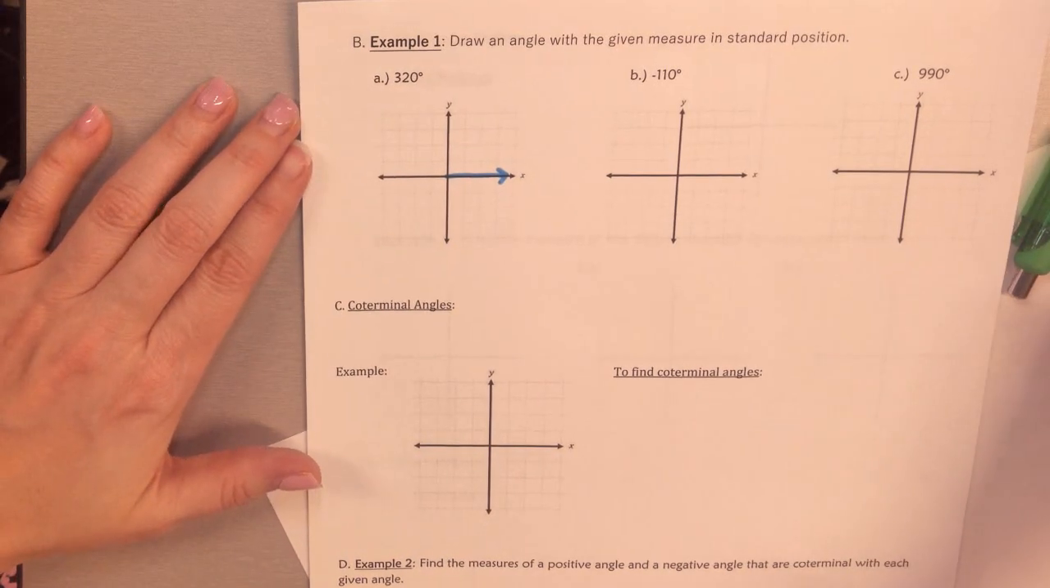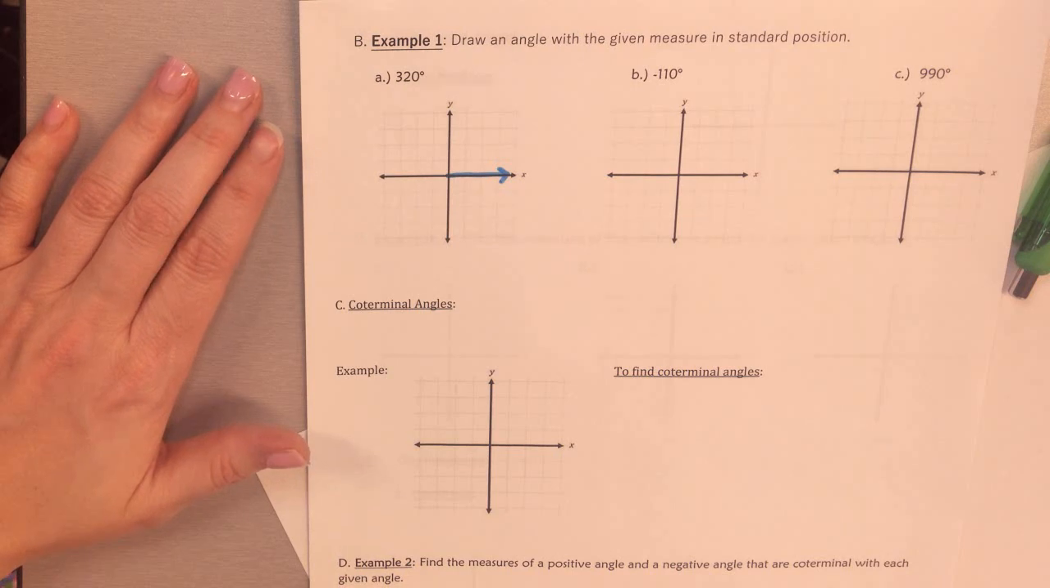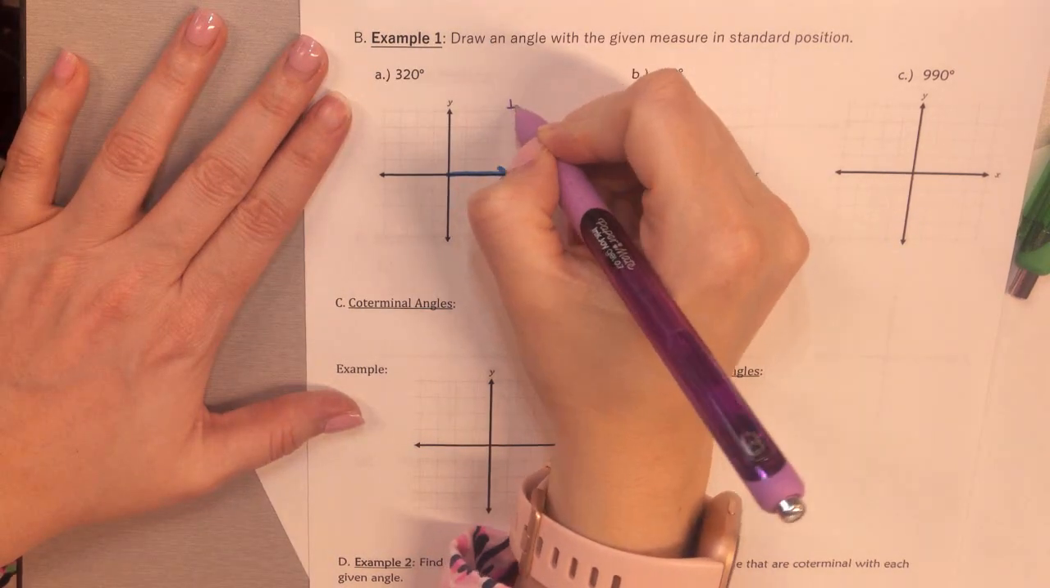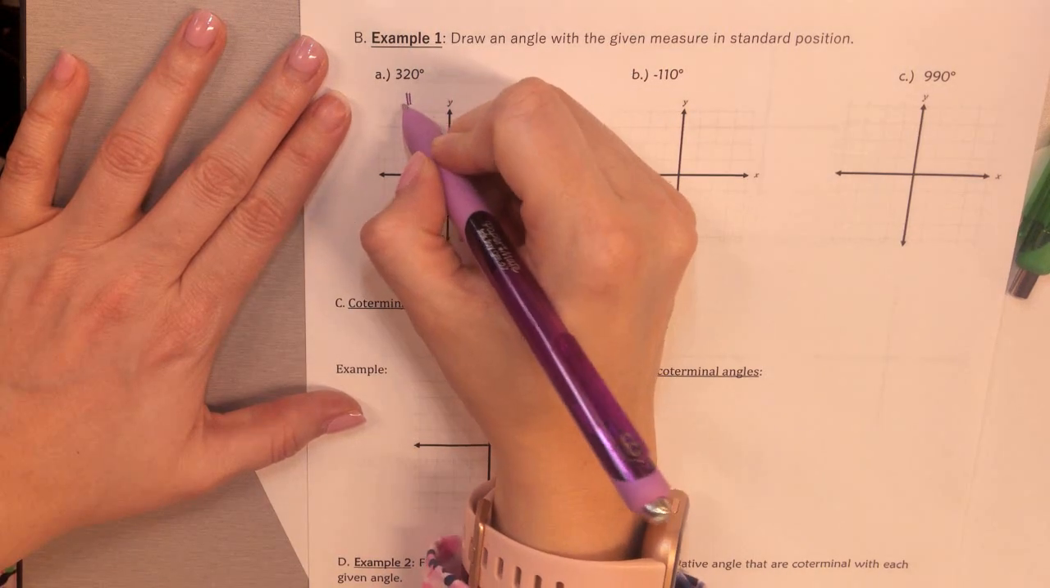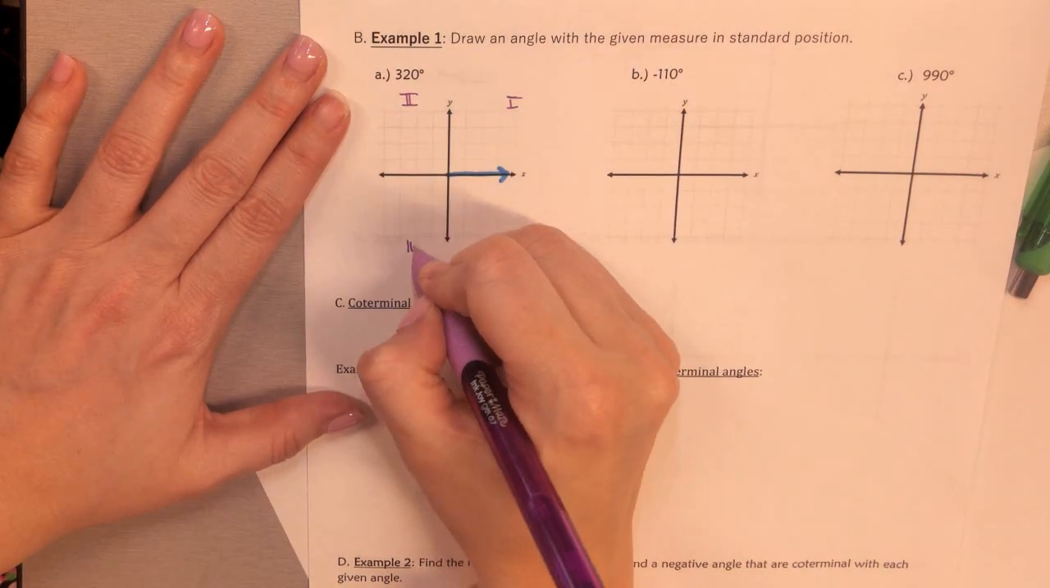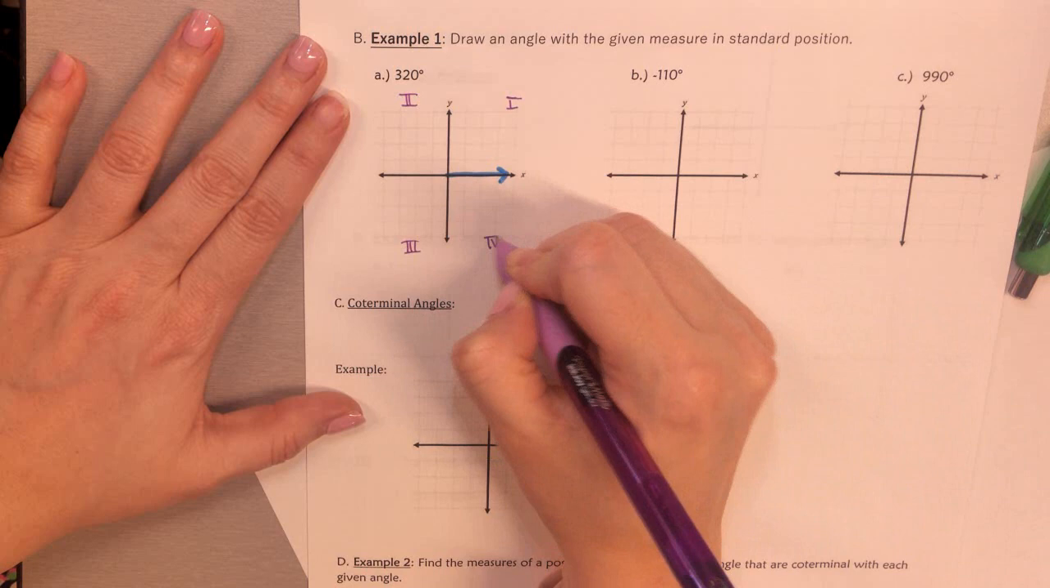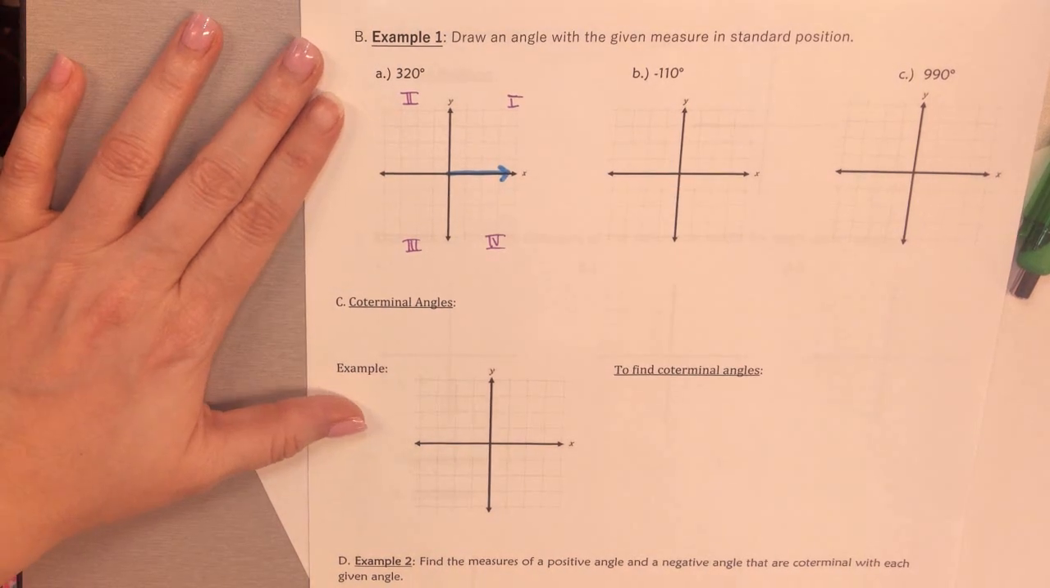Do you guys remember where first quadrant is? Top right. Yeah, good. It's the positive one. So positive x, positive y. And then you move counterclockwise. So 2, 3, and 4. So keep that in mind.